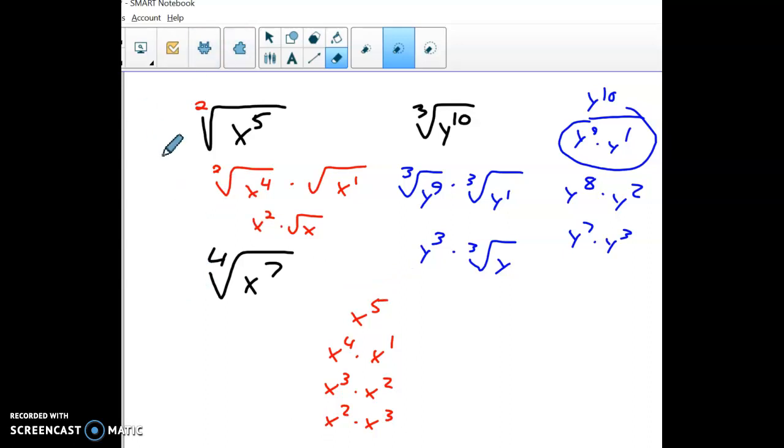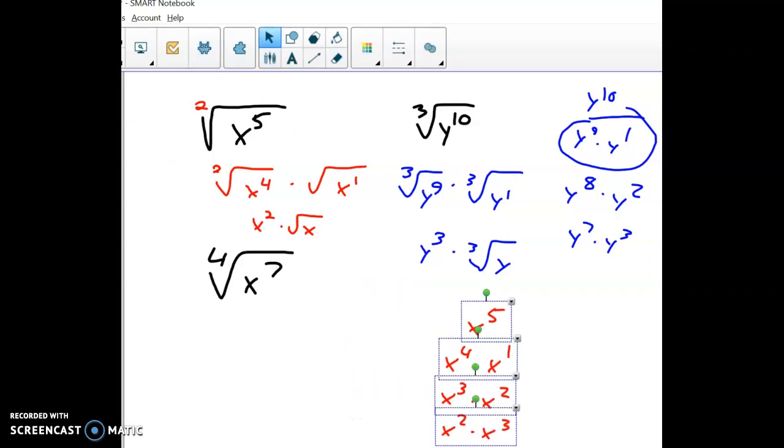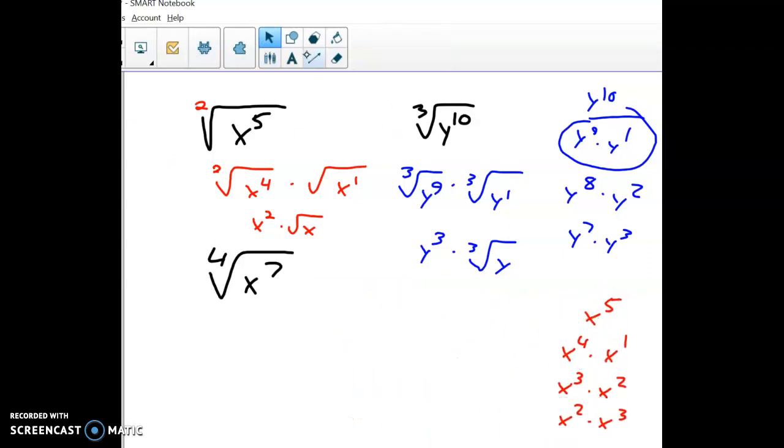Let's not do that. Let's undo this. I'll put this here in red. I'll save the work. And then do this other one a different color maybe.